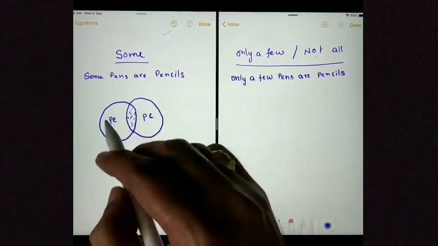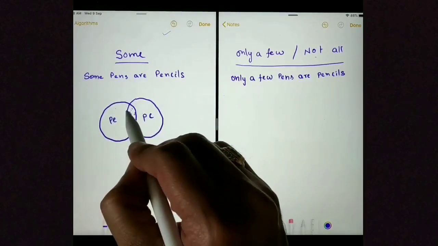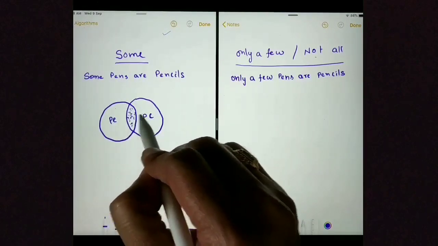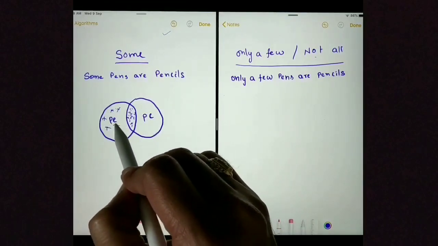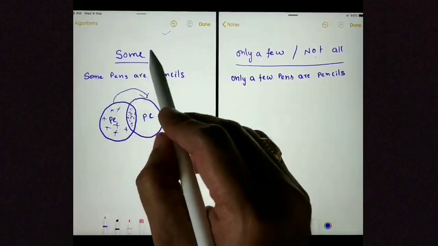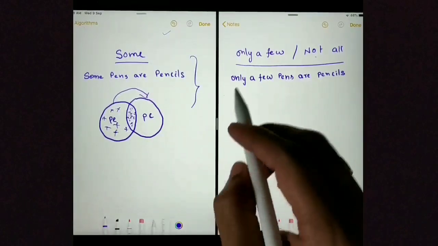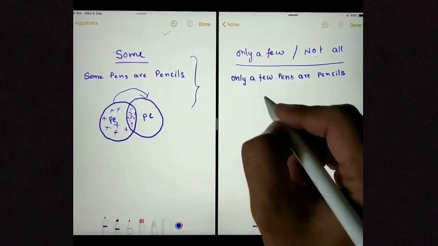And here these are all pens, and only a few of the pens are pencils, but we are not sure whether these pens are pencils or not in this case. But if I say only few pens are pencils, let's first draw the Venn diagram.